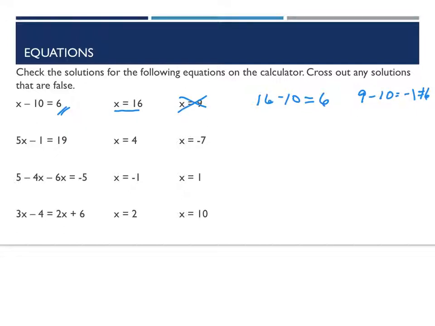If I have 5 bumped up against x, that means times. So on my calculator, what that means is I want to do 5 times 4. Now don't hit enter, because part of what we're practicing here is calculator. You should type that whole left side in. So 5 times 4 minus 1. And that should say 19. It matches. 4 works.